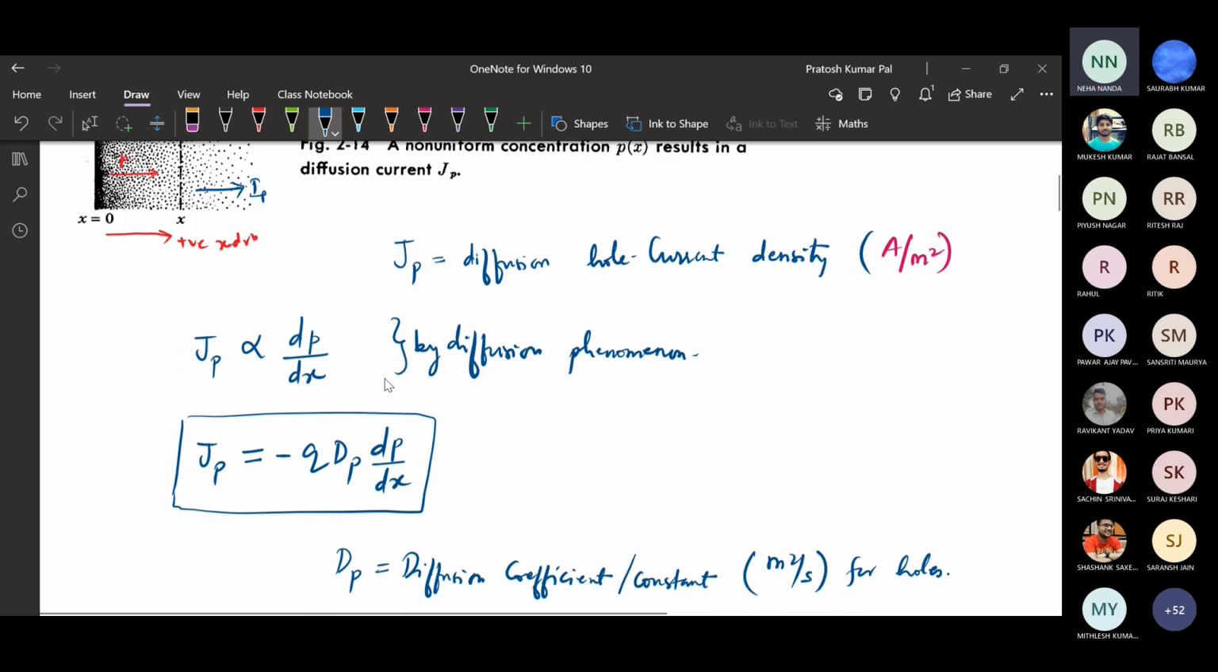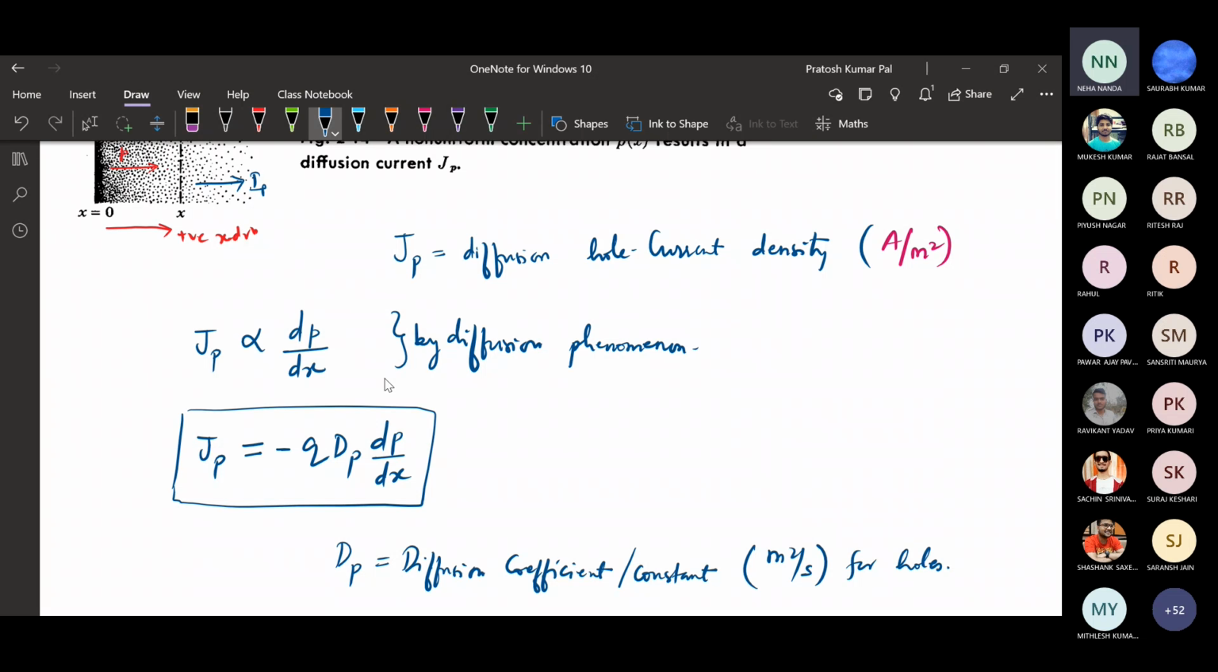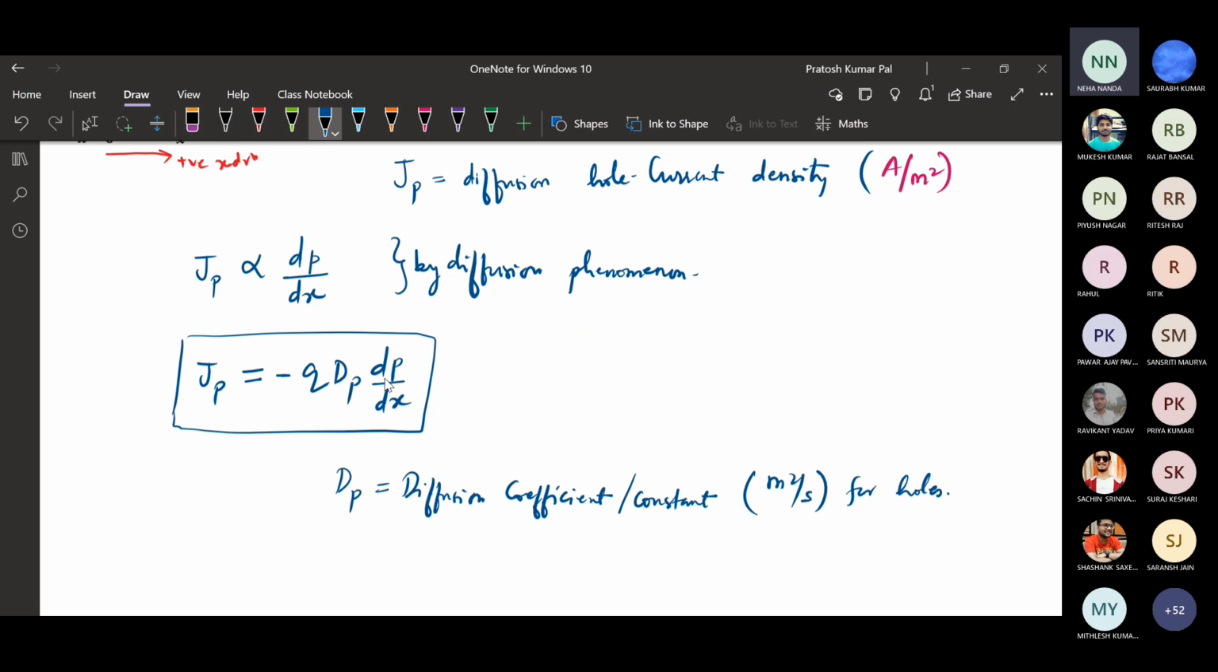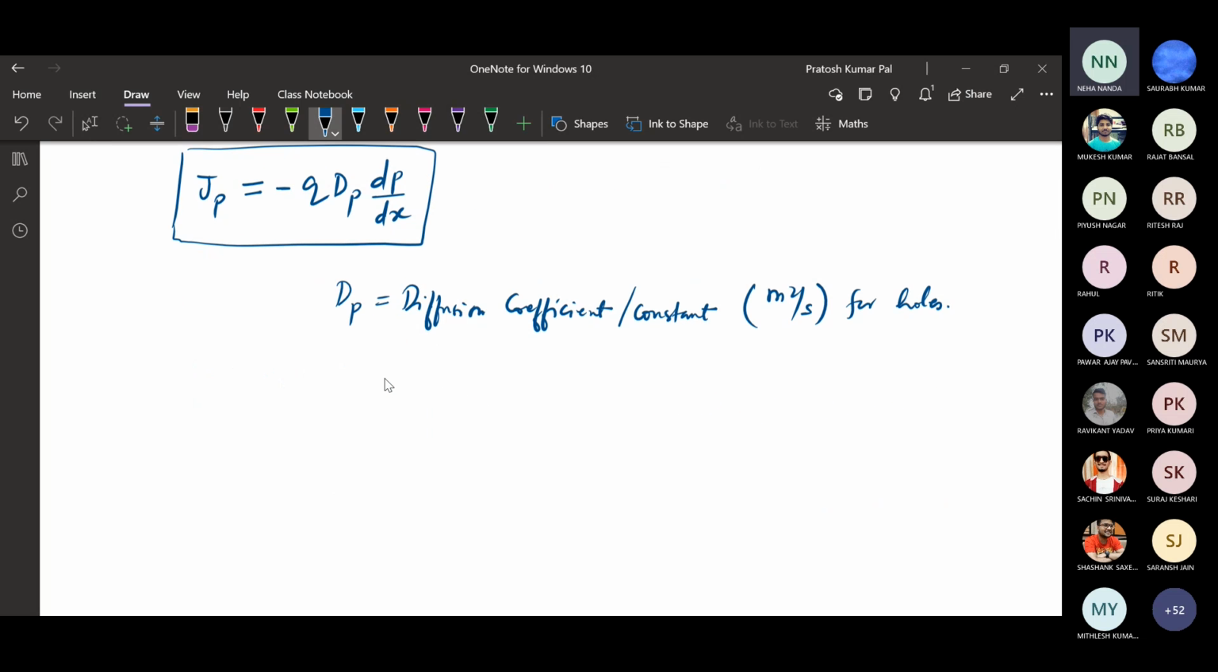Okay, so to make this current density positive, we have put an extra minus here. So this Jp will be minus q dp by dx. This was the case of holes as the carrier going through the diffusion process.